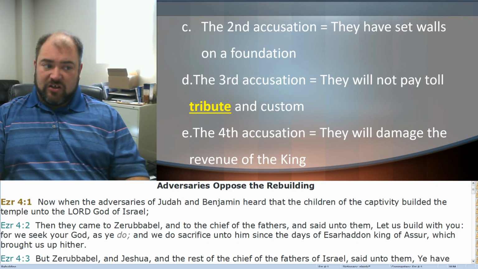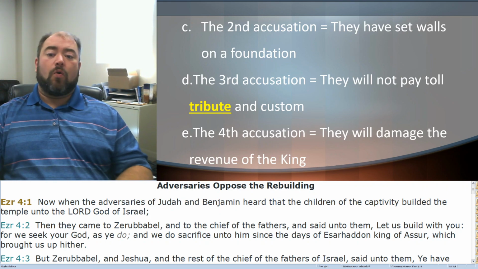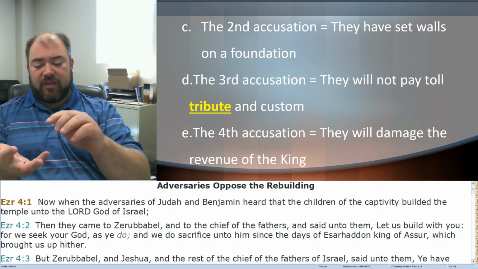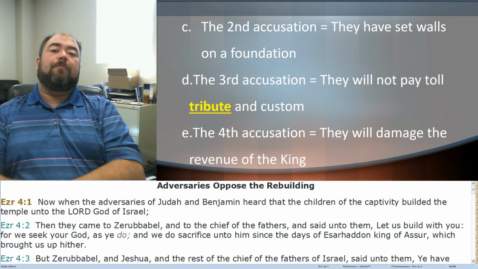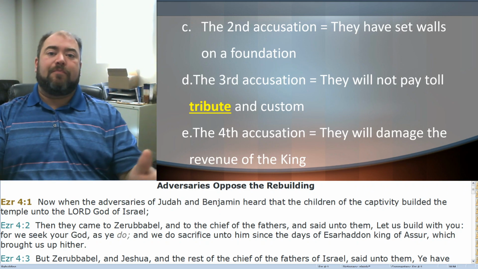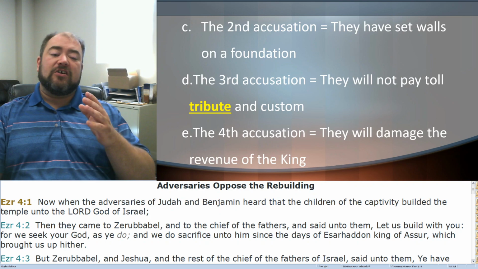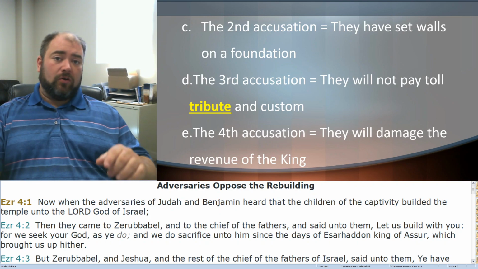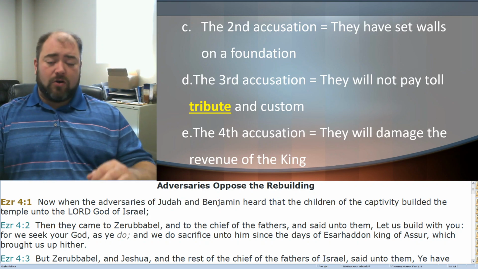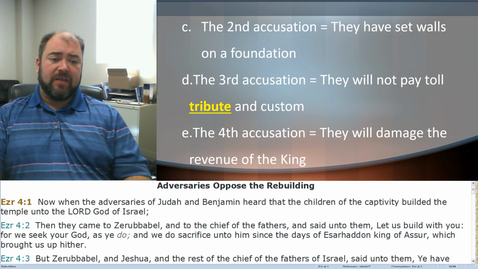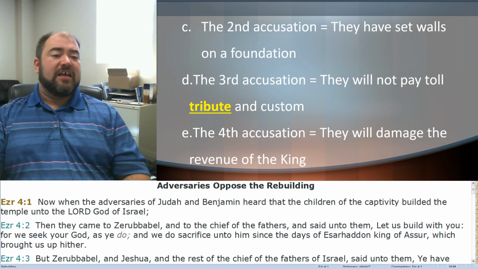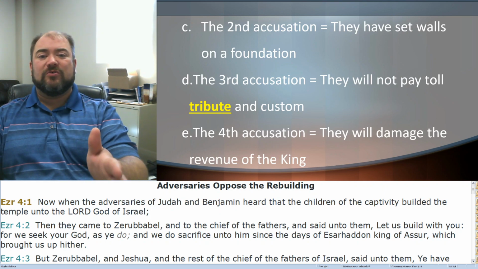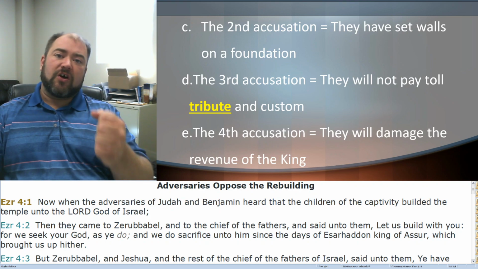The third accusation was this: once they've rebuilt their altar, their temple, and their walls, they're going to declare their independence. And king, here's the third accusation: they will no longer pay the tolls, they will no longer pay you tribute, they will no longer pay you their customs. Basically, what they're telling the king is, if they do all of this, they'll no longer pay taxes to you. And so this is the third accusation.